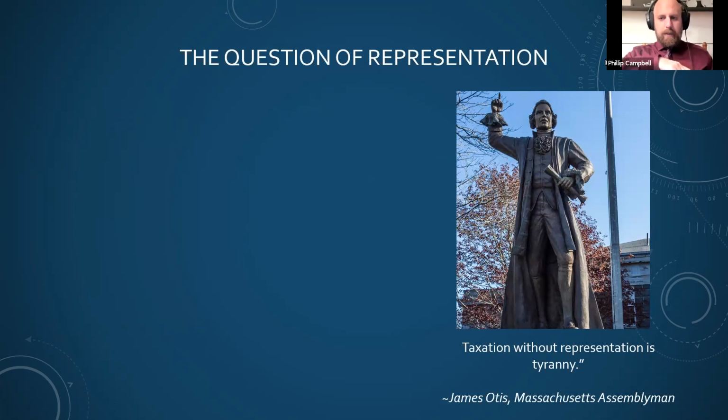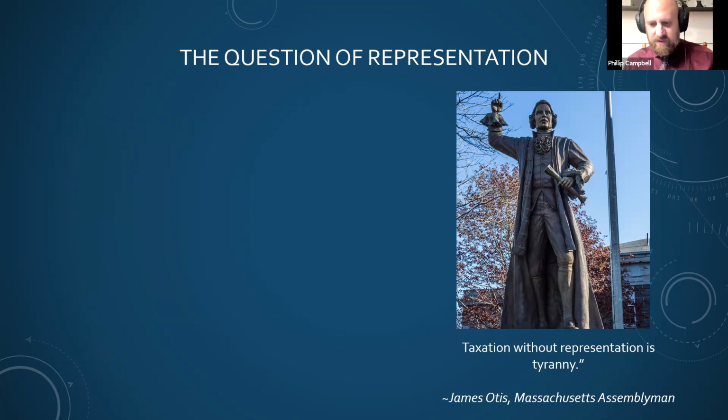Now, from the colonial perspective, this really was a question of representation. We have this famous saying in America, no taxation without representation. This comes from James Otis, a Massachusetts assemblyman, who said, taxation without representation is tyranny.